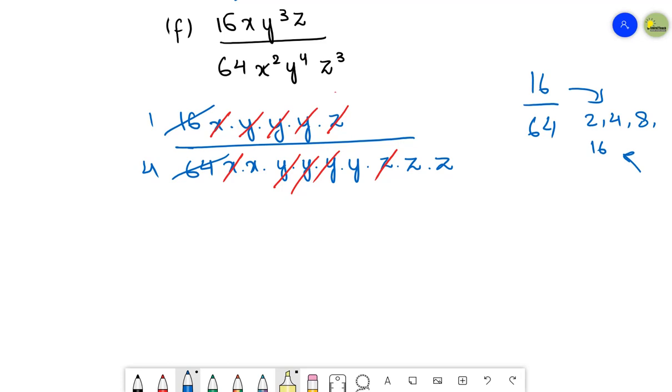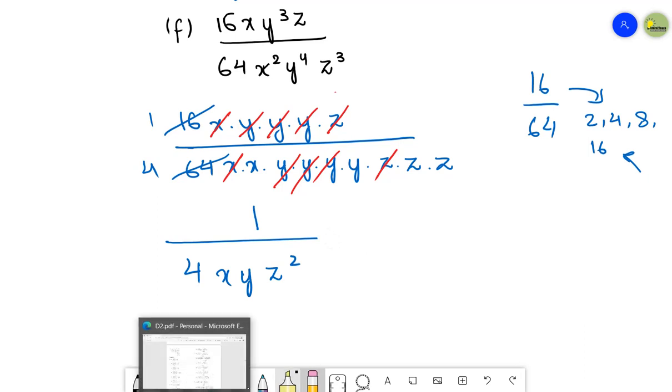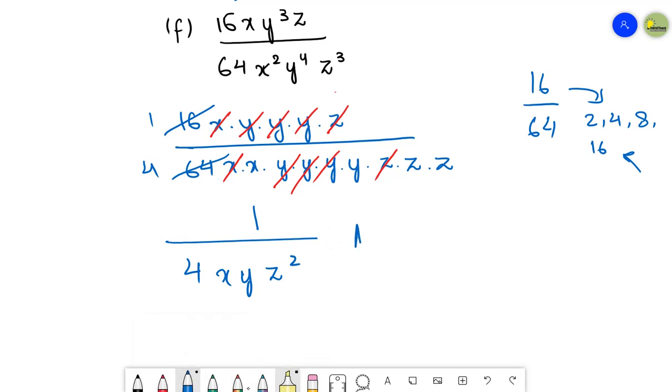So whenever you have nothing left in the numerator, then you have to write 1. Only 1 is left. When there is nothing left, every number and every variable is cancelled. So you will be writing 1 in the numerator. Then you have 4. Only 1x is left, 1y is left, and 2z, that is z square. So this is going to be your final answer.